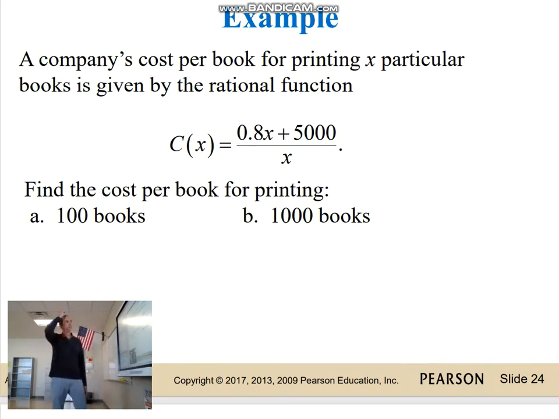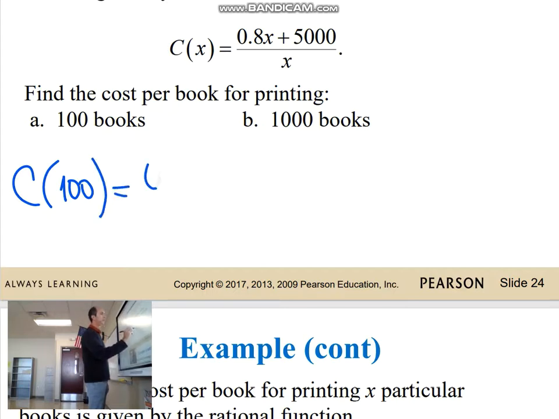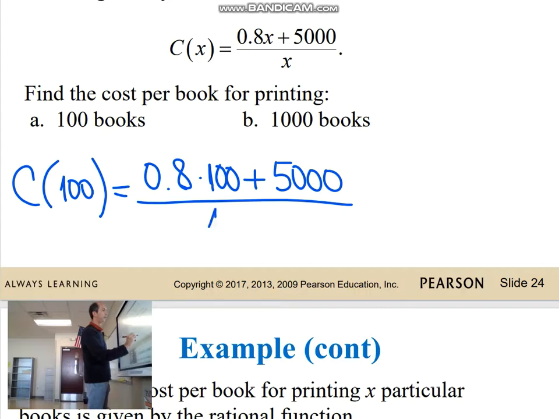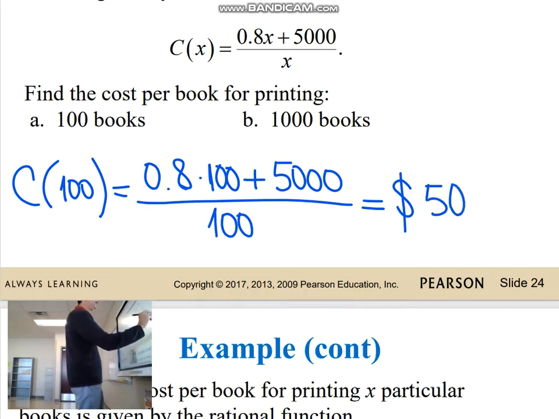Now another example. Let's say a company's cost per book for printing x particular books is given by the rational function C of x equals 0.8x plus 5,000 over x. Find the cost of printing 100 books. C of 100 equals 0.8 times 100 plus 5,000 over 100. If you do the math, type it in your calculator, you're going to find the answer to be $50.80.